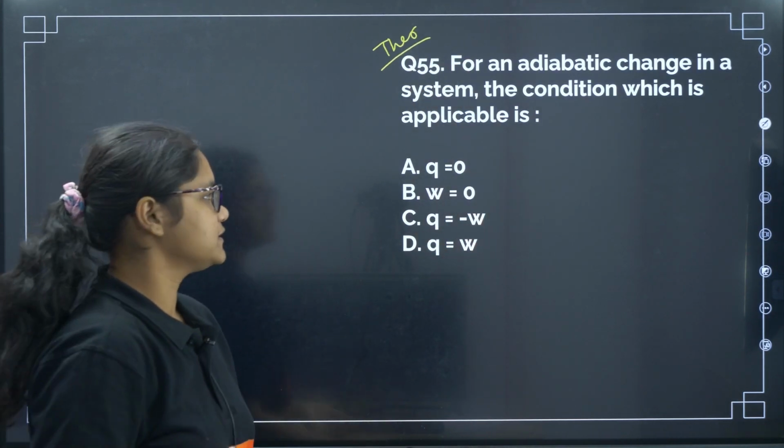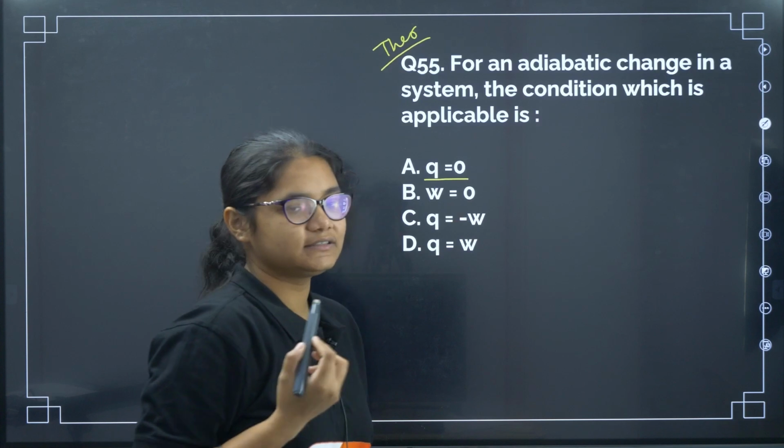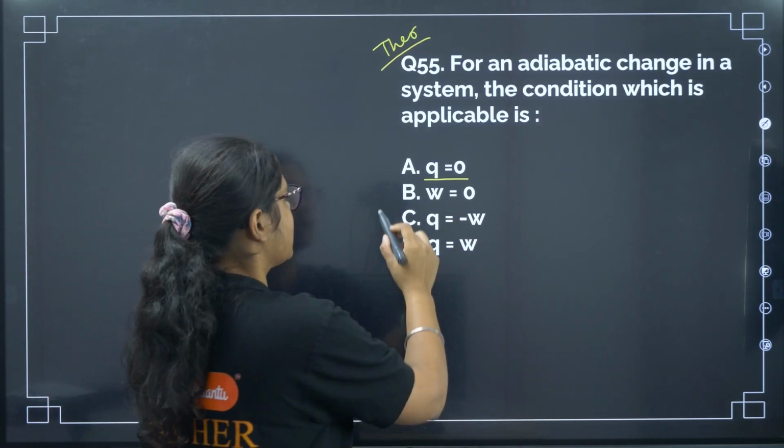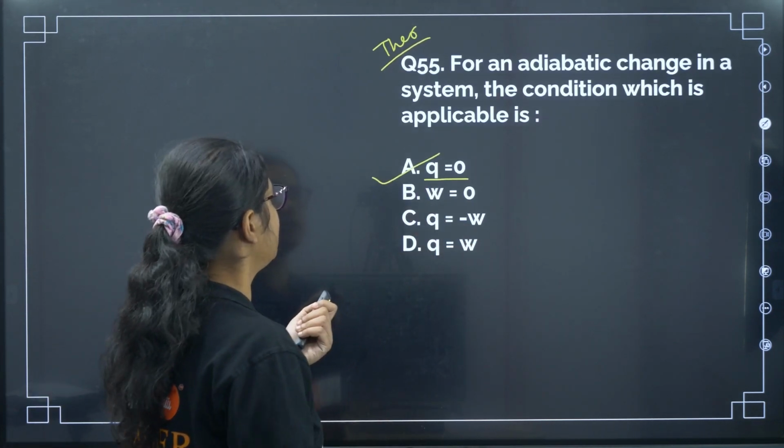We know in an adiabatic process, no heat exchange takes place. Q is equal to 0. So the correct answer for this question is option number A.